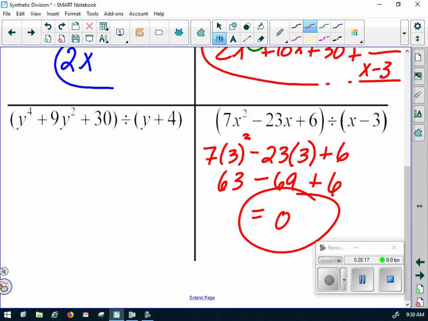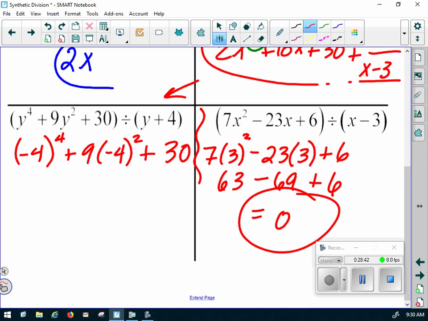Okay, let's go to this one. What did we divide by? Everywhere you see a y, I want you to substitute in -4. Now listen, when you put that in your calculator, you type it in like this with the parentheses, otherwise it's going to be wrong. What do you get when you do this? 430. What was 430? That was your remainder.